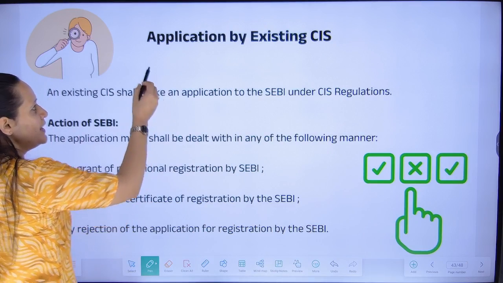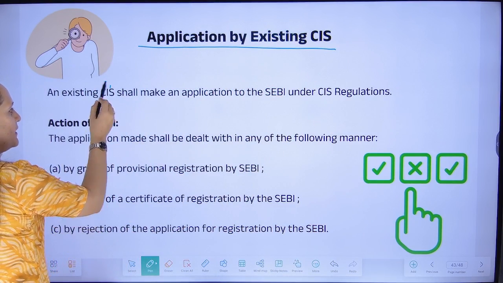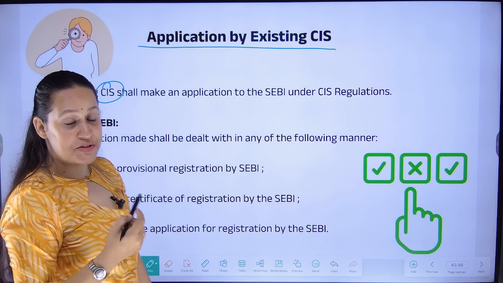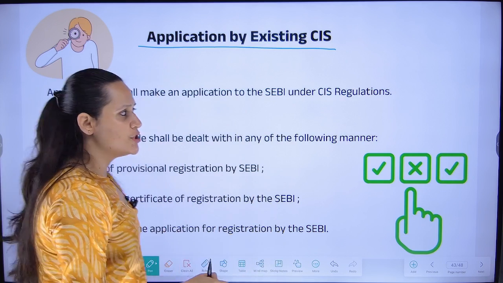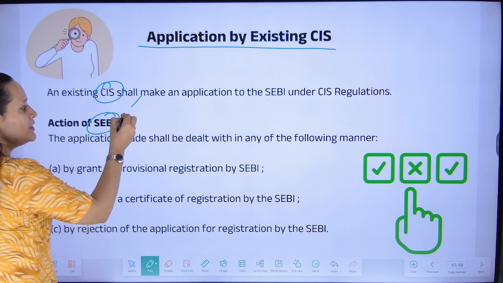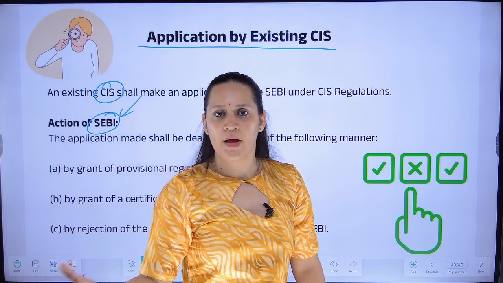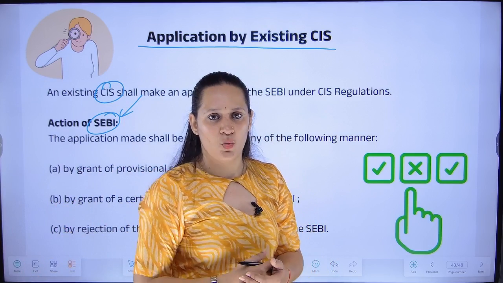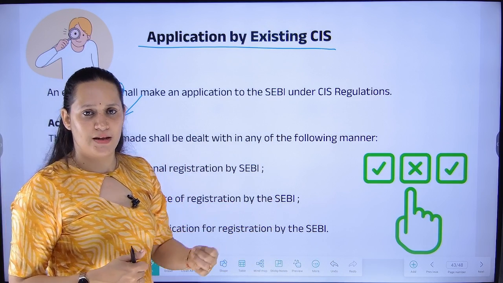Next is application by existing CIS. Like I told you, existing CIS also have to make an application for getting the certificate of registration. But then there are multiple scenarios that are possible. What are the actions that can be taken by SEBI? SEBI is going to get an application that we are an already existing collective investment scheme. We are making an application to get the approval. In that scenario, SEBI has three solutions to the application.